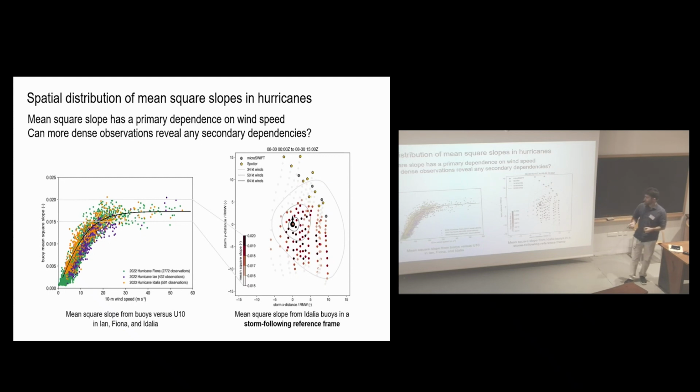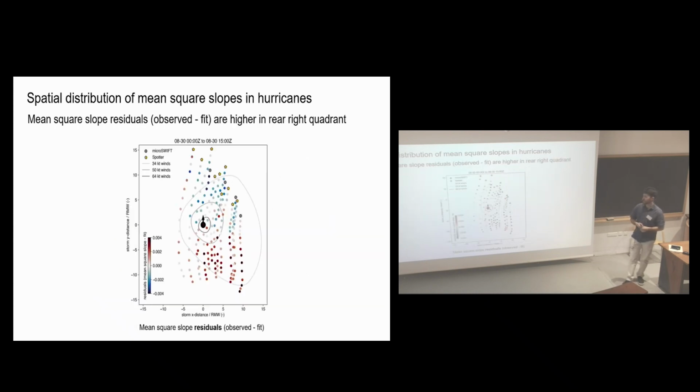So instead, what we've started to do is take a very simple fit, a TNH fit to the data, in this case to the orange dots only in Hurricane Idalia, and then we start to look at the residuals. So here I'm plotting the residuals using our fit, right? So the observed mean square slope minus the fit, and I'm plotting this in the same reference frame. And now I'm coloring the positive residuals in red and the negative residuals in blue, so higher than the fit, less than the fit.